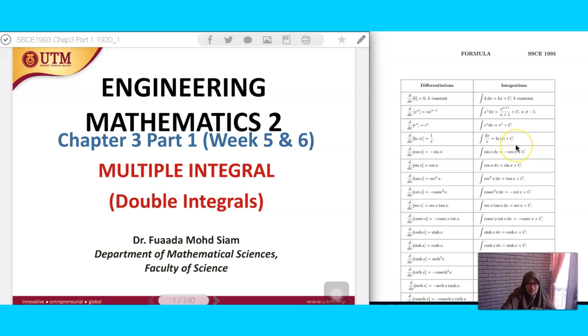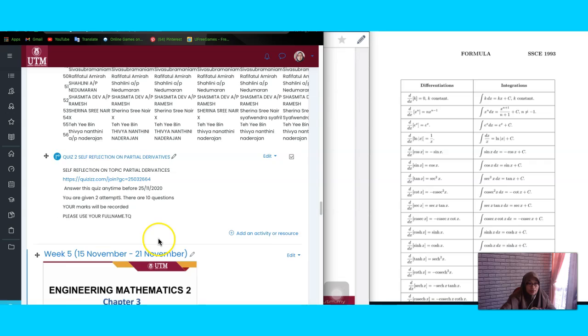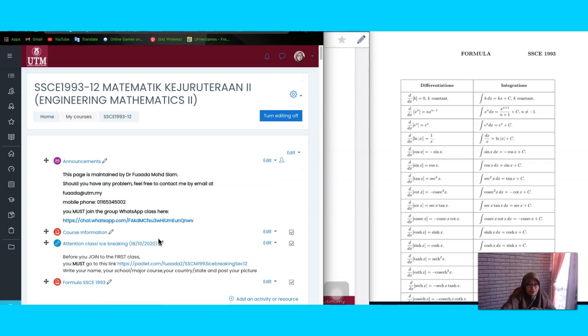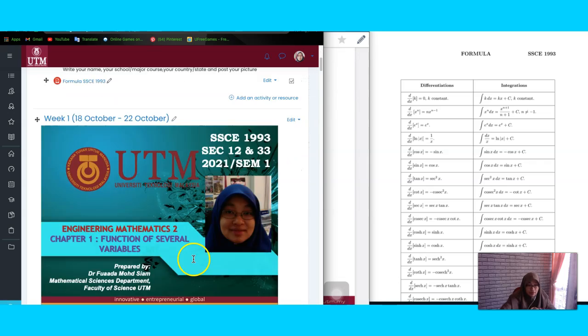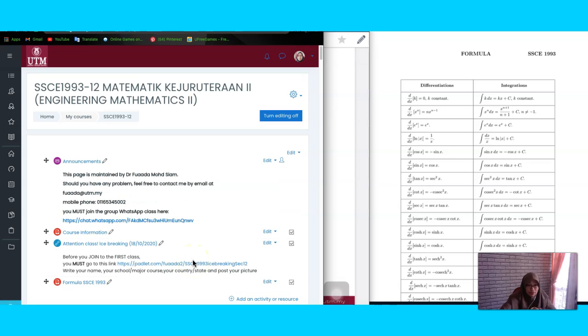If you look at the e-learning, go to before the first week for our meeting, the top one. I attach the formula. This formula means that if we have a physical exam or test, you will be given the question sheet, and at the back of the question there are lists of formula provided.